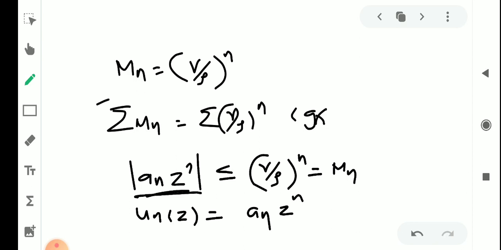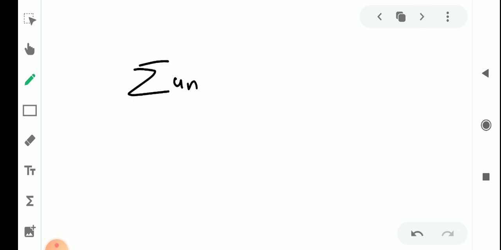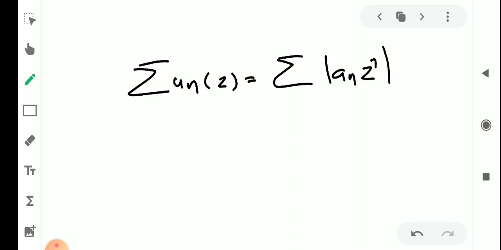Then sigma Mn converges. So by Weierstrass M test, sigma Un of z, that is equal to sigma mod an z raised to n, converges.